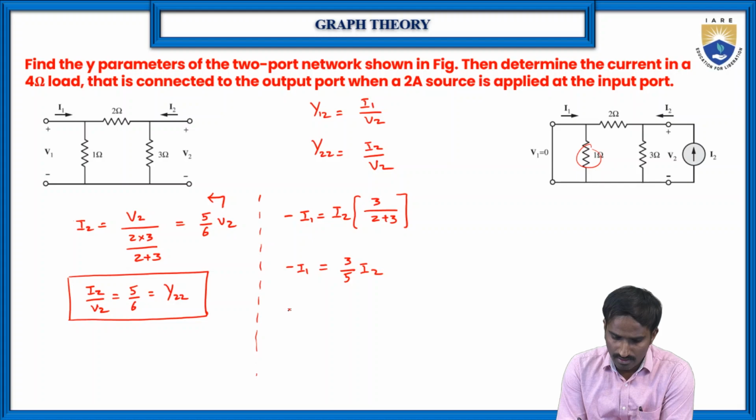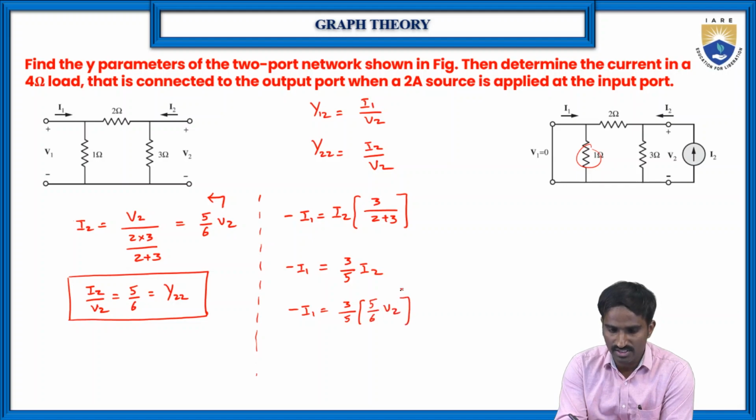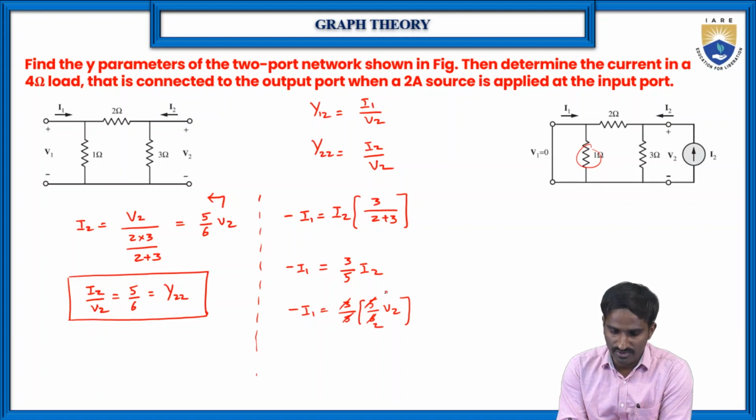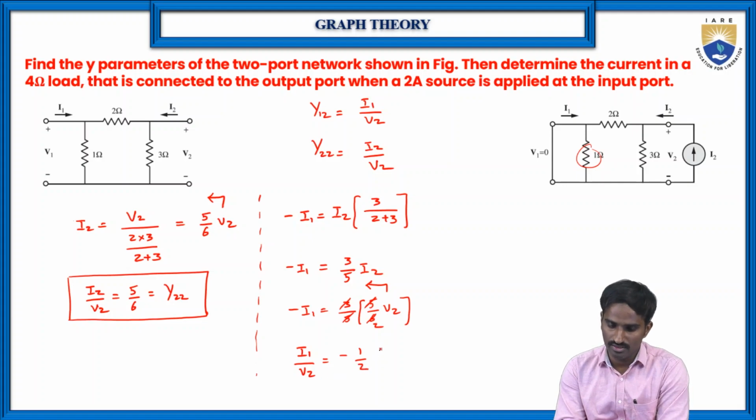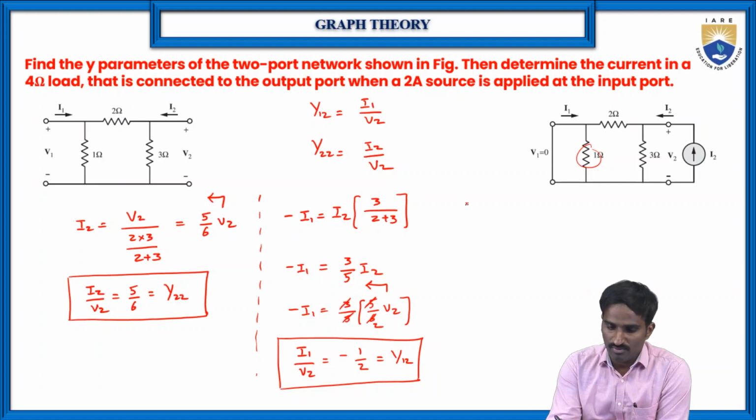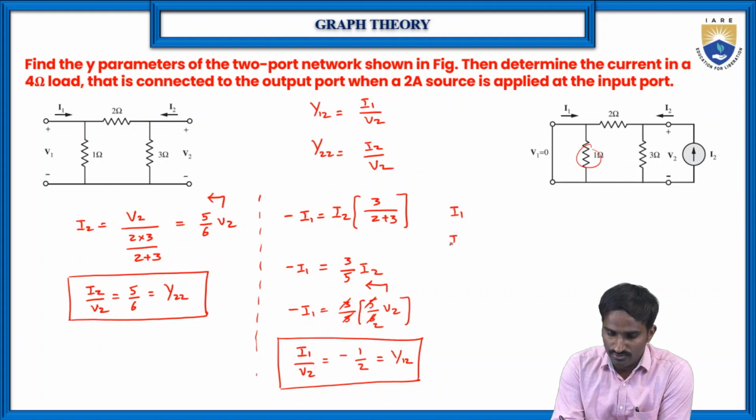Okay, then similarly minus I1 is equal to 3 by 5 into 5 by 6 into V2, because here I1 by V2 is what we need to find, right? Then 5 gets cancelled and the 3 and 3 cancel with the 2's. Then I1 by V2, then V2 just send to this side. So I1 by V2 is equal to minus 1 by 2, right? So which is equal to Y12, right? So this is how we can find it, right? Then now if you want to write this into matrix form, again it's the same way, I1 and I2.